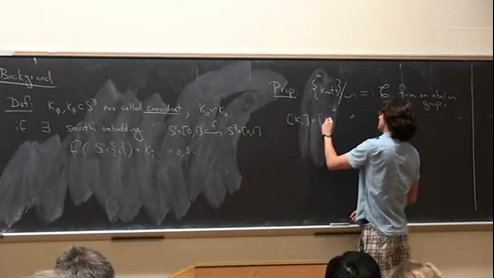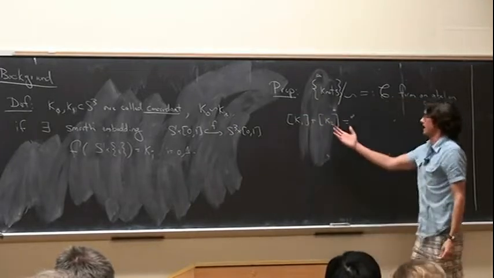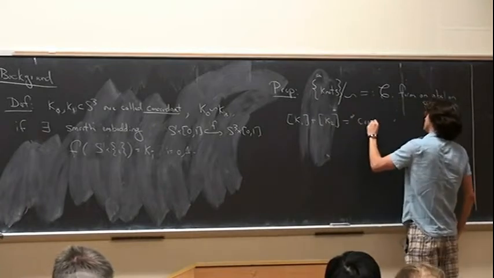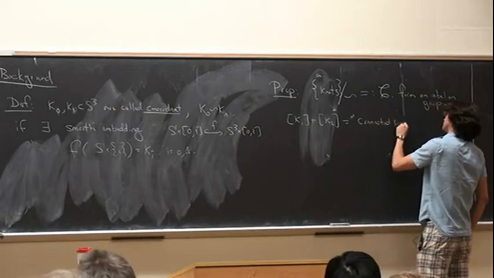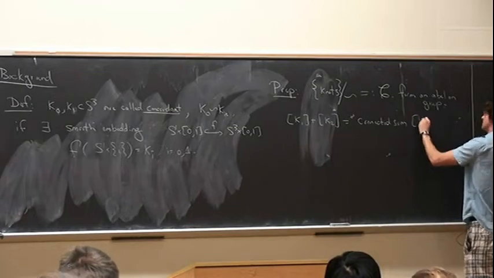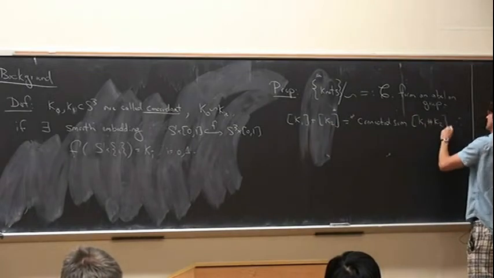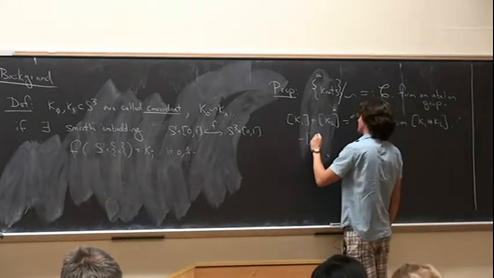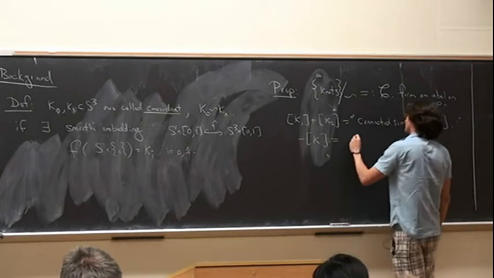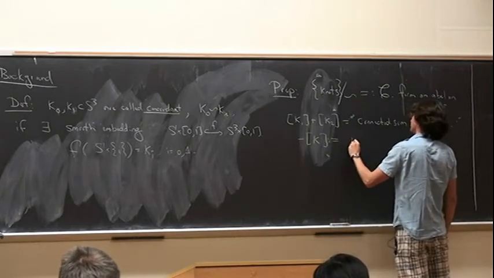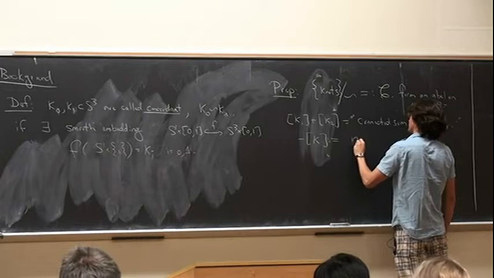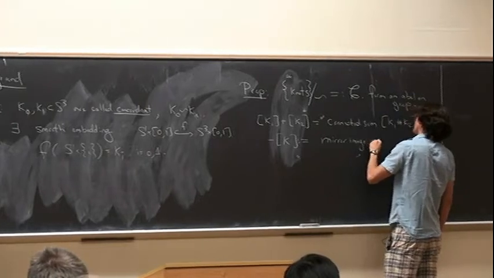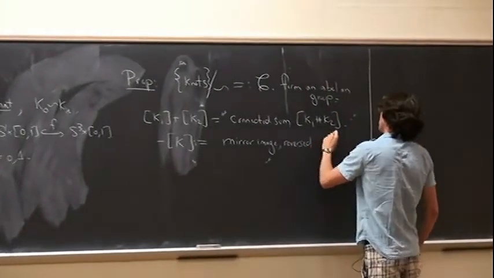So I need to say, how do I add these concordance classes? And it's given by the connected sum. So addition is played by connected sum, and so I take the connected sum of K1 and K2, and consider the concordance class there. And I should also tell you what the inverse operation in this group is. And so this is played by taking the mirror image reversed.